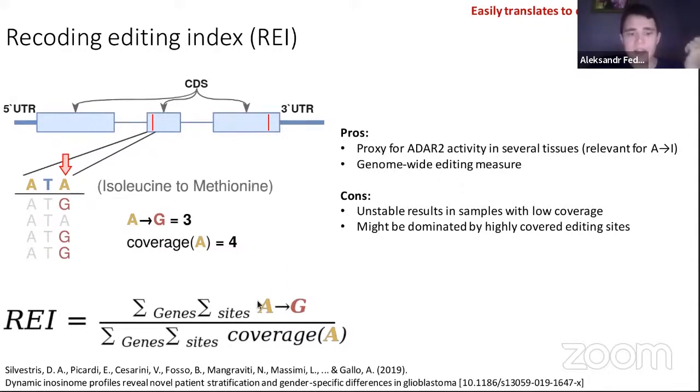The idea is that we can collect all such sites across the genome, across all genes, sites where editing changes the codon, and again divide mismatches by the total coverage. At least for adenosine editing, it's a good proxy for ADAR activity, and a good genome-wide editing measure. Unfortunately, it's quite unstable with low coverage, and might be dominated by highly covered sites.